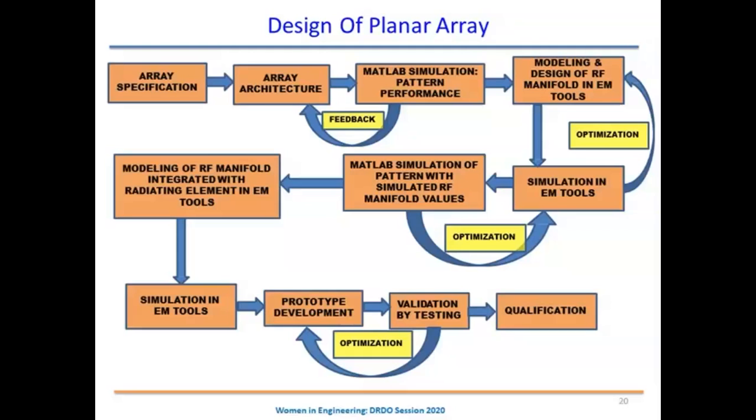Then we will do the power divider, which is called the RF manifold in our terms. We will do the design of this, and then it is simulated in EM tools. Once the optimization is fully done, whatever values we get in the electromagnetic tool, we will map with the Matlab simulated pattern, and then integrate the power divider with the radiating element simulation in the EM tools. Then we go ahead with prototype development, then validation by testing, and if any further optimization is required, we do that and then qualify it again. So this is the flow that we follow during the design of a passive antenna array for any radar.